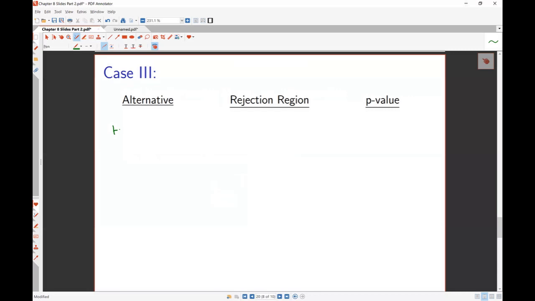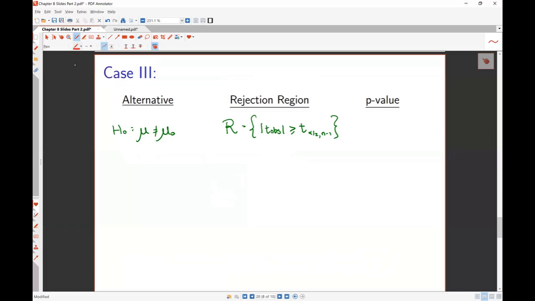We could have a two-sided alternative that says mu is not equal to mu naught. If you're in this case 3 setting and you want to evaluate your test using a rejection region, the form of your rejection region now is going to be the absolute value of t observed is greater than or equal to the t reference value with area to the right alpha over 2 and n minus 1 degrees of freedom.